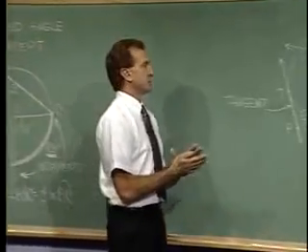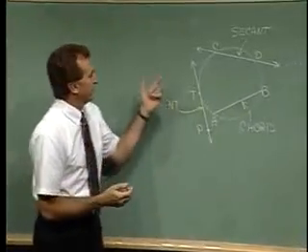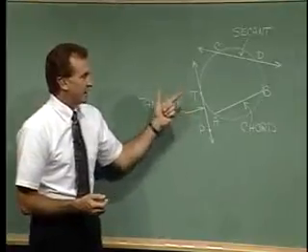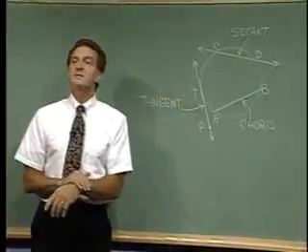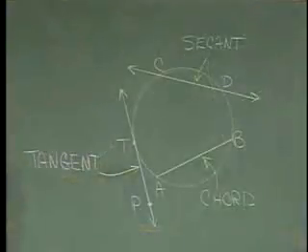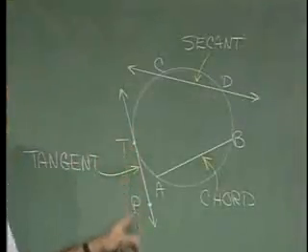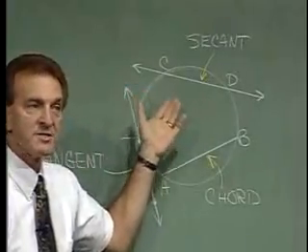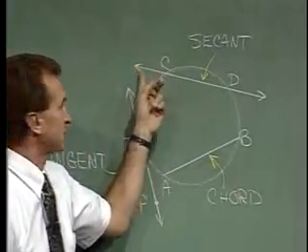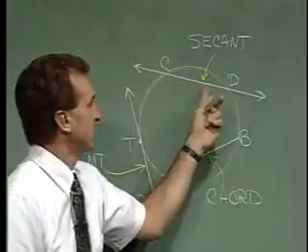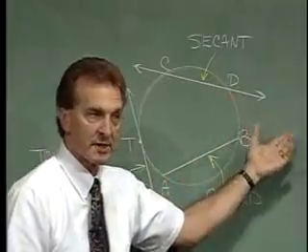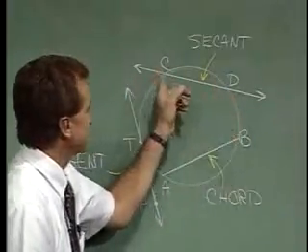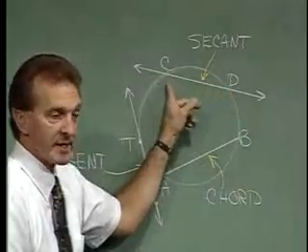Let's review some terms that we want to recall. A tangent is a line that touches the circle at one point. So this is an example. Line TP is a tangent. A secant is a line that passes through from the exterior of the circle through the interior of the circle and on out into the exterior of the circle again. So it's a line that intersects the circle at two different points like this.